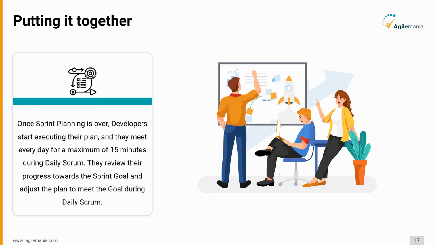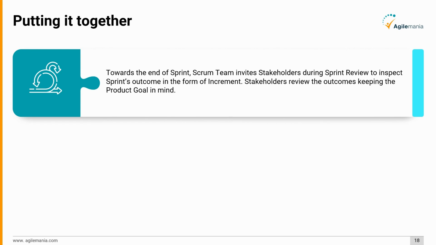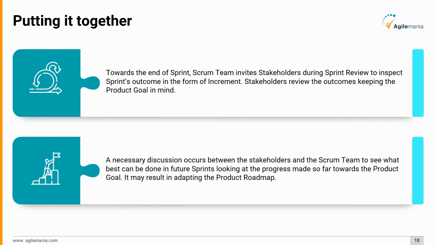Towards the end of the sprint, the Scrum team invites stakeholders during sprint review to inspect the sprint's outcome in the form of increment. Stakeholders review the outcomes keeping the product goal in mind. A necessary discussion occurs between the stakeholders and the Scrum team to see what best can be done in future sprints, looking at the progress made so far towards the product goal. It may result in adapting the product roadmap.